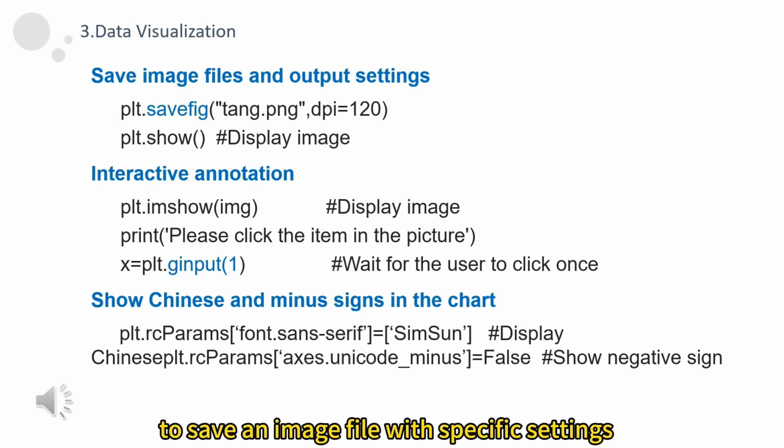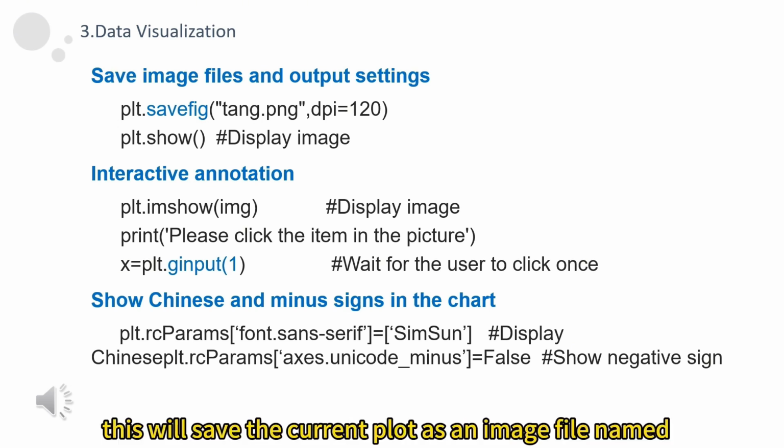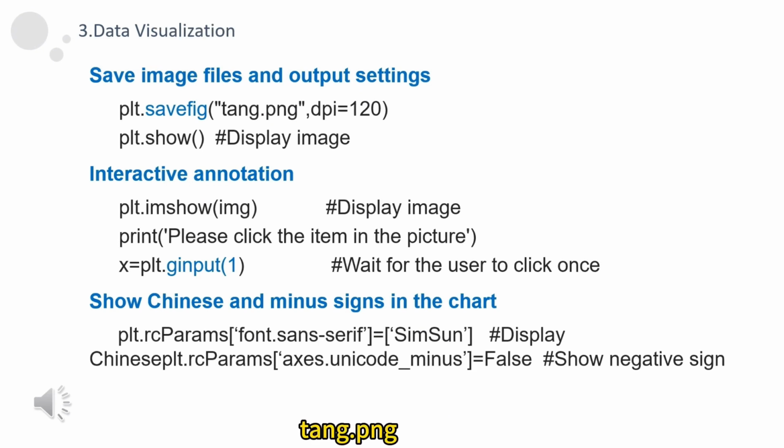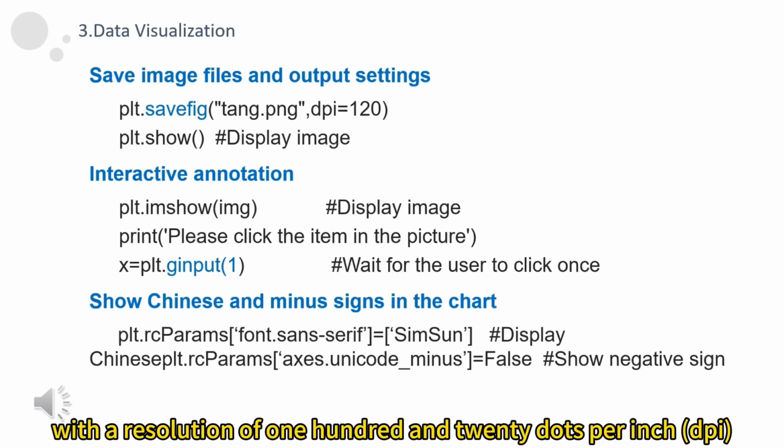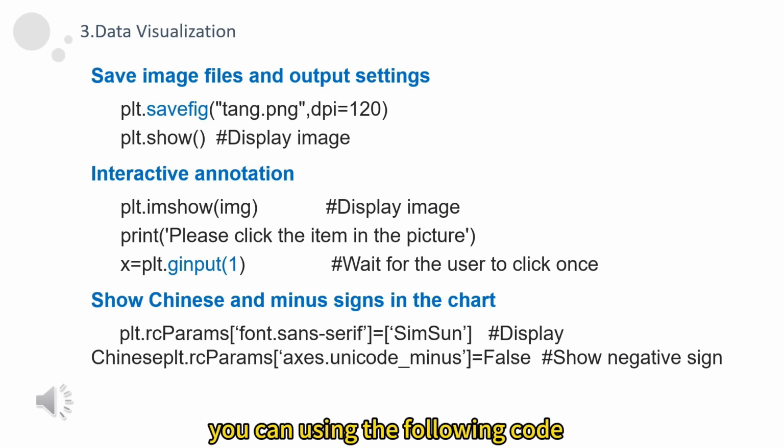To save the image file with specific settings, you can use the following code. This will save the current plot as an image file named 10.png with a resolution of 120 dots per inch, DPI. To display an image and enable interactive annotation, you can use the following code. This will display the image and prompt the user to click on an item in the picture.